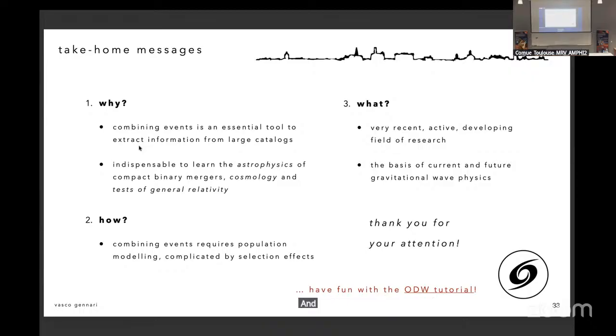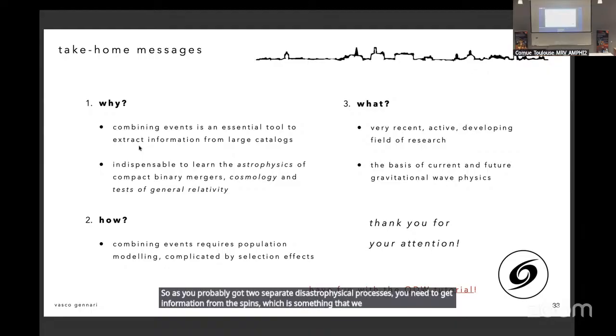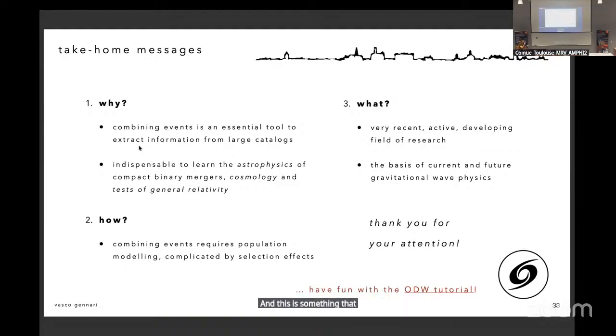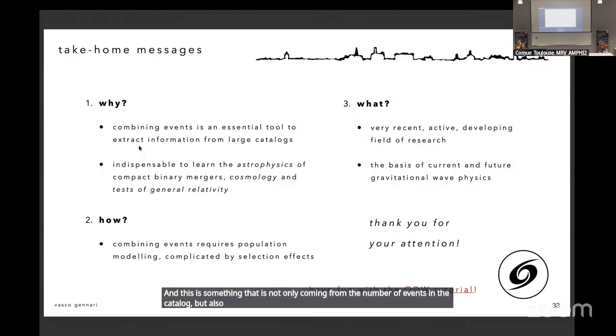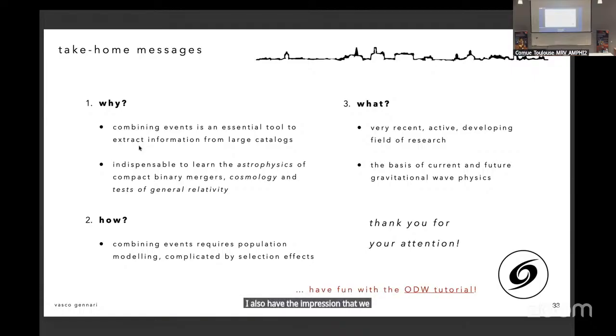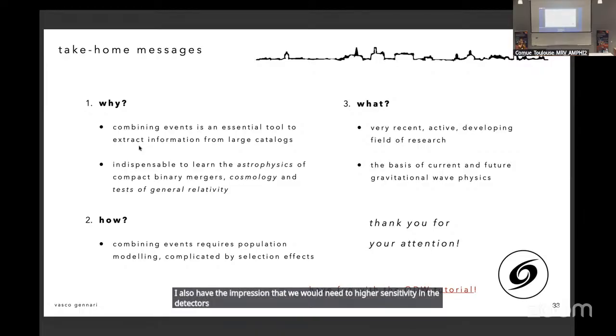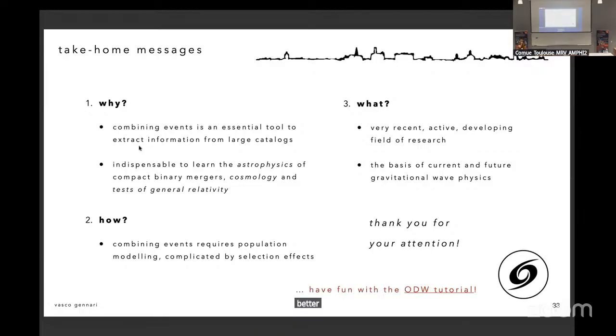I would also say that, to separate these astrophysical processes, you need information from the spins, which is something that we are lacking now. And this is not only coming from the number of events in the catalog, but also from the accuracy in the single event parameters. So I also have the impression that we would need higher sensitivity in the detectors to be able to have better constrained spins, and therefore to be able to separate between different channels at the population level.